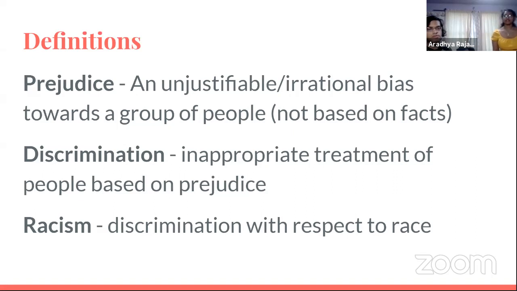So prejudice is an unjustifiable or irrational bias towards a group of people, as in it's not rooted in facts. Discrimination is when you use that prejudice to define how you're going to treat people, and racism is discrimination with respect to race. So an example of prejudice could be that I think people with glasses are smart. For no reason other than they have glasses, I believe that they are smart. Discrimination would be, I'm going to give these people with glasses apples because I believe that they are smart and they deserve more than the others. Racism would be if I did that with respect to someone's race.